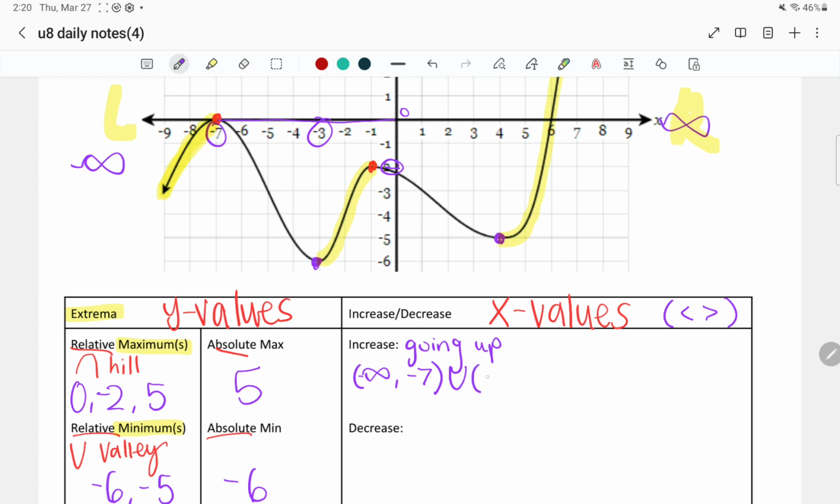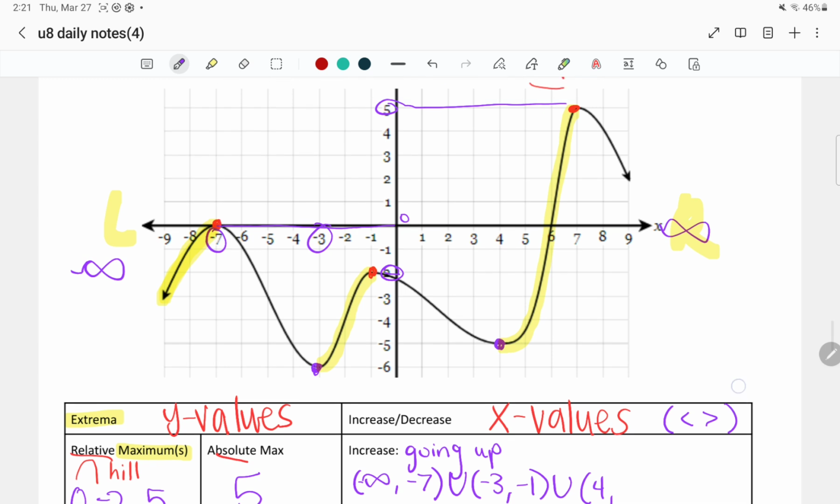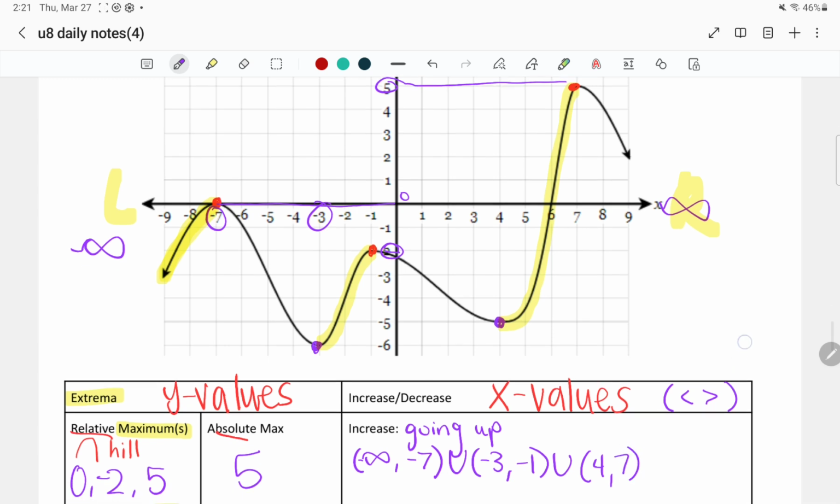Remember, stay with x values. Please don't start going to the y values. We need the domain. So -3, and then I stop highlighting at -1. Union, one more piece, 4 to 7.